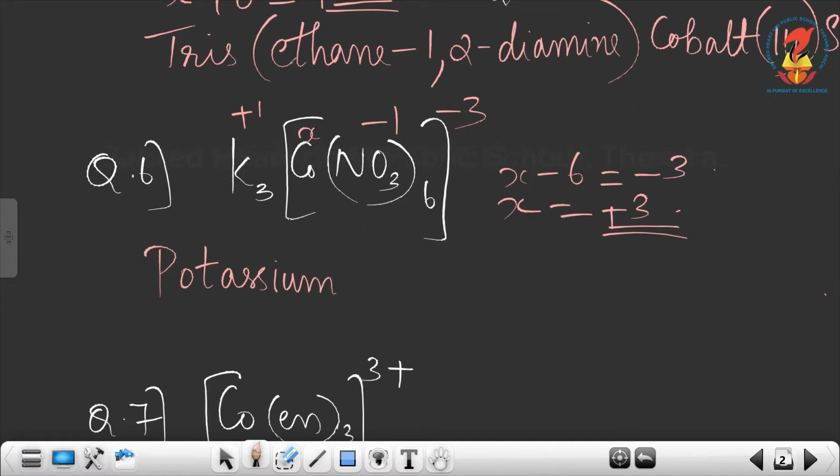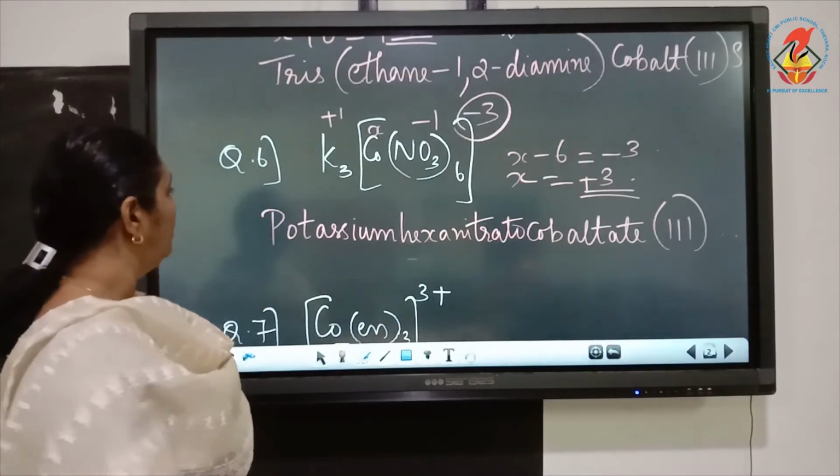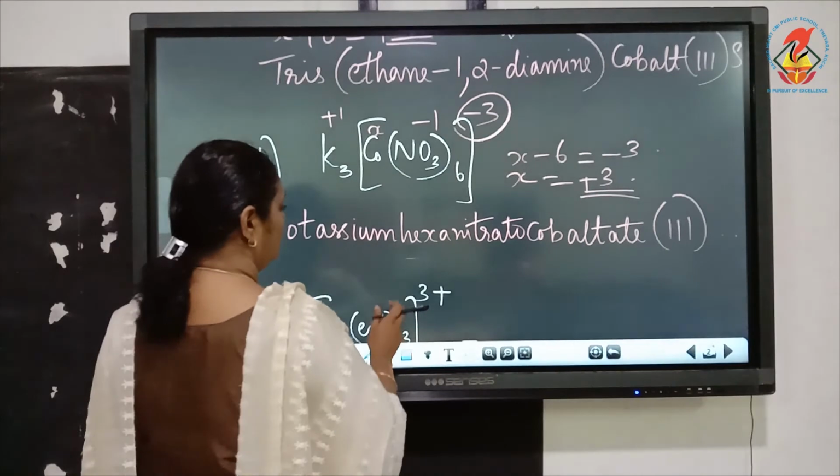Now we have 6 nitrate ions, so hexanitrato is replaced with O. Now cobaltate, because the charge on the complex is negative. So cobaltate, and in bracket the oxidation number of cobalt, that is 3. So this is the IUPAC name of the 6th question.